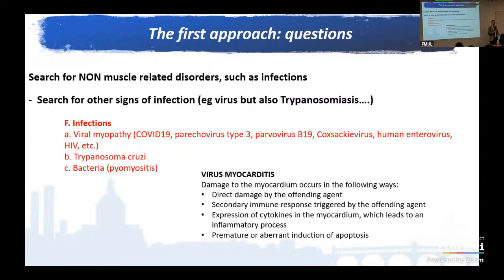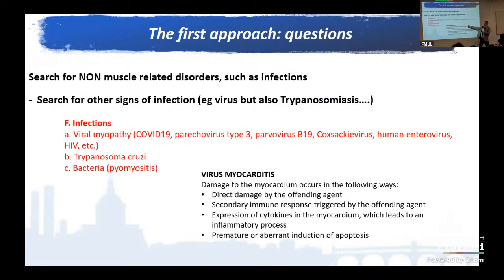But we could have also other problems, other infectious problems. We could have a lot of viruses that could lead to myopathy, for example, COVID-19, for sure, in particular myocarditis, but also peripheral muscle involvement. We have parvovirus B19, Coxsackie virus, human enterovirus, and so on. We have other conditions such as Trypanosoma cruzi infection. We could have some patient with pyomyositis, very rare, very, very rare.